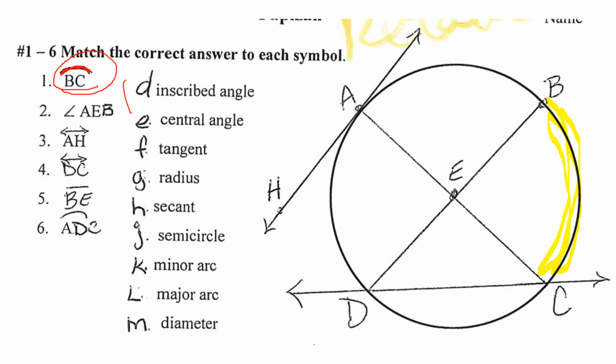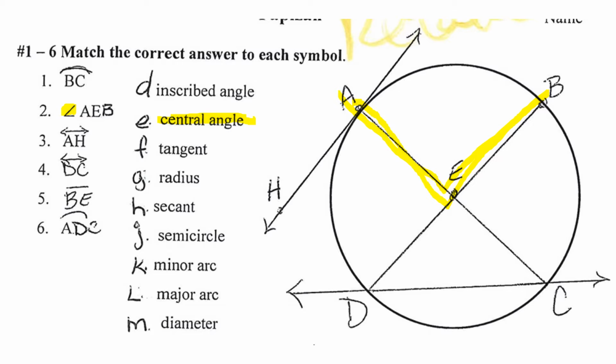Next, we have angle AEB. AEB is a certain type of angle we've studied. Where's the corner? At the center, so that's a central angle.